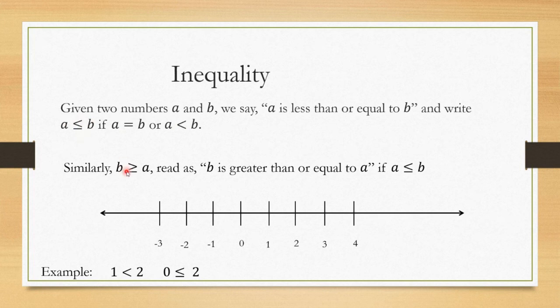We also have this here. B is greater than or equal to A. This is read as B is greater than or equal to A. And again, that happens if this is true. So it just means the same thing. B is greater than or equal to A, A is less than or equal to B, same thing.